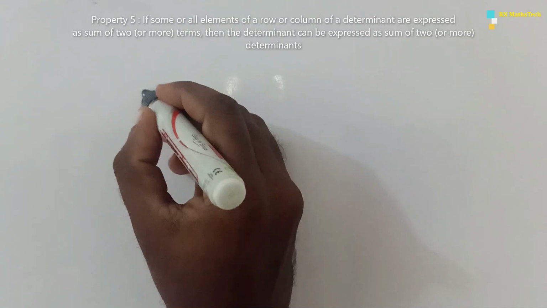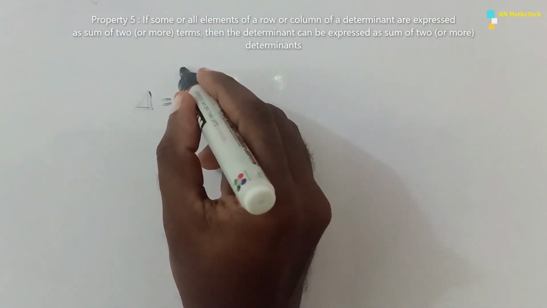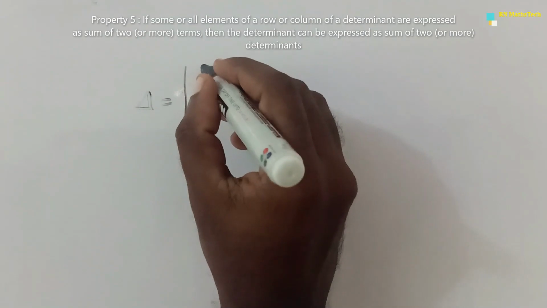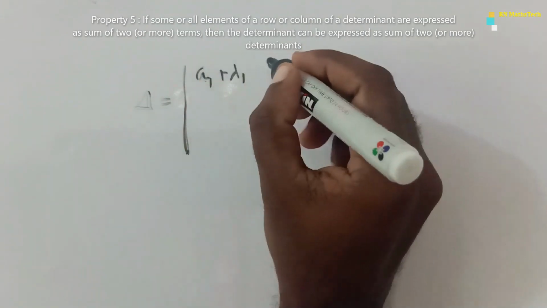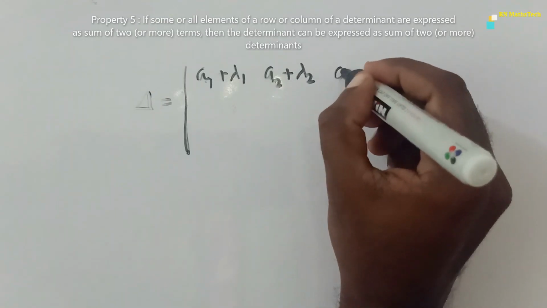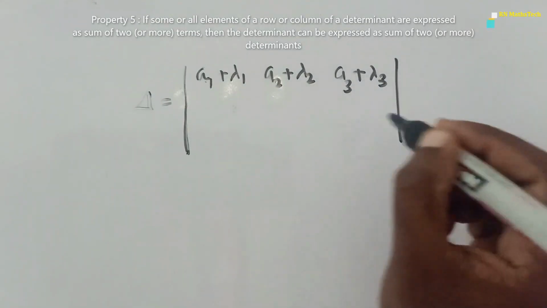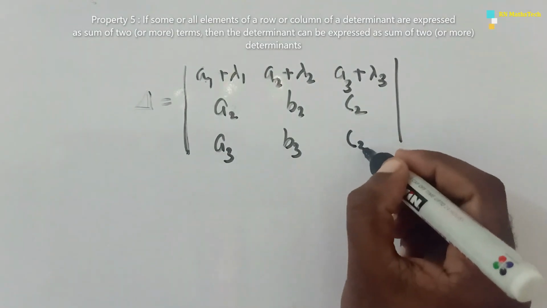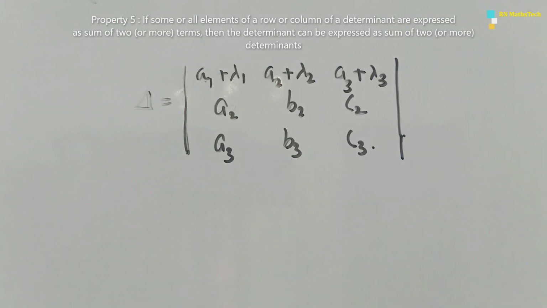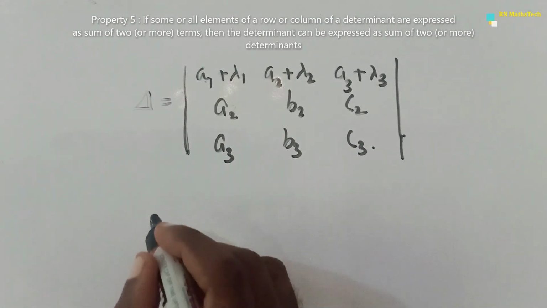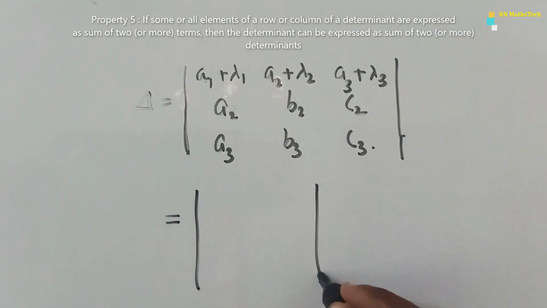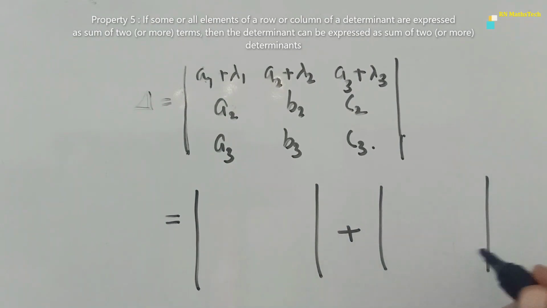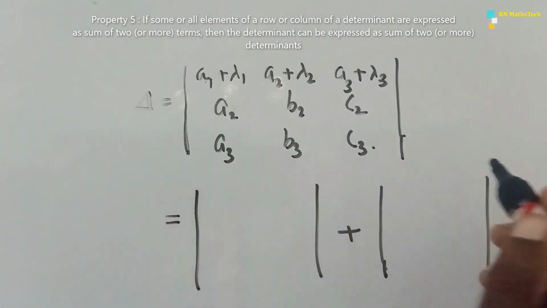Next property. Delta is equal to the determinant whose first row is a1 plus lambda 1, a2 plus lambda 2, a3 plus lambda 3, followed by a2, b2, c2, and a3, b3, c3. Here the first row is the sum of two terms. If the first row or any row is the sum of two or more terms, then this determinant can be expressed as the sum of two or more determinants. Here the first row is the sum of two terms, so this determinant can be expressed as the sum of two determinants.